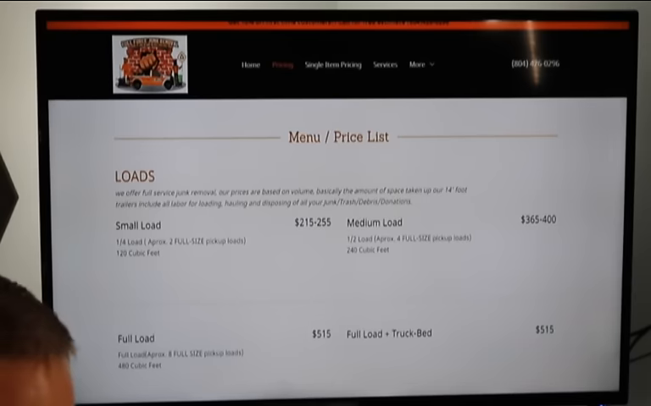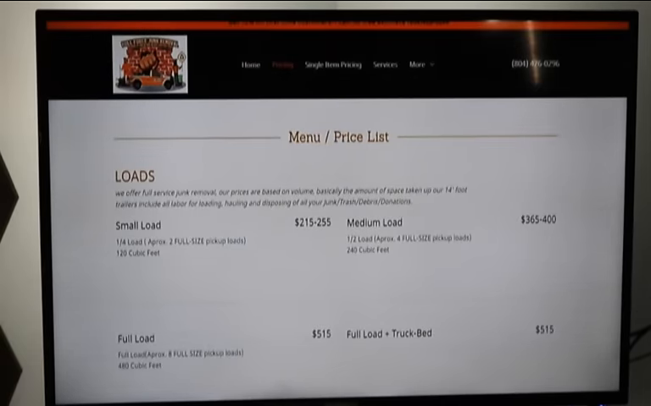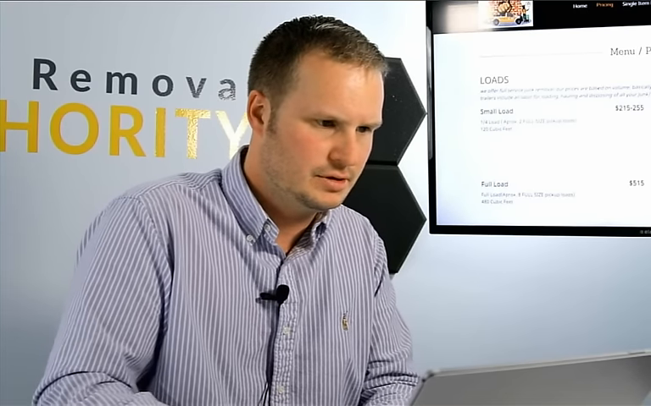Your pricing, let's go over here to the pricing page. It doesn't fully explain how you charge. So this is just a small load, a medium load, a full load. What does this mean? I don't know what this means. For example, let's go to Junk Doctors.